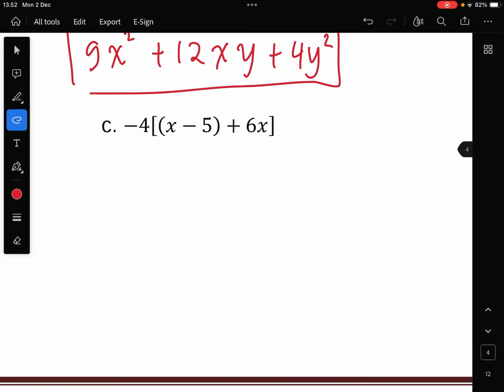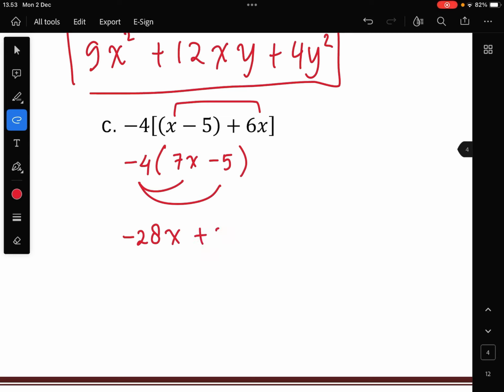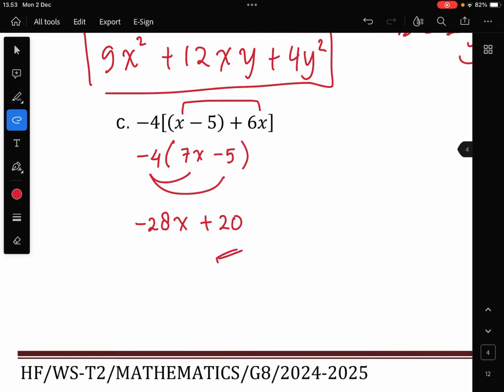The bracket means multiplication. So negative 4 multiplied with x plus 6x is 7x minus 5. Then do the rainbow multiplication: negative 28x plus 20, because negative 4 multiplied by negative 5 is going to be positive 20. Done.